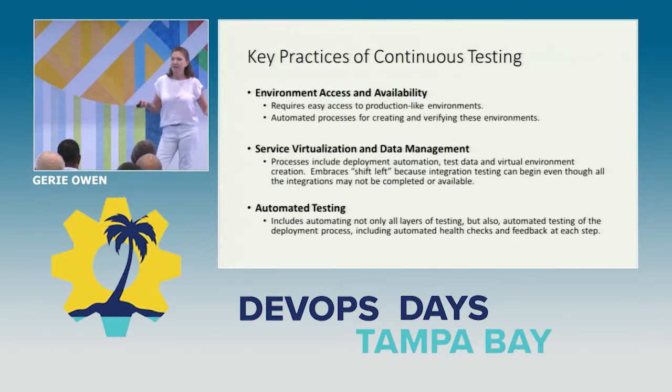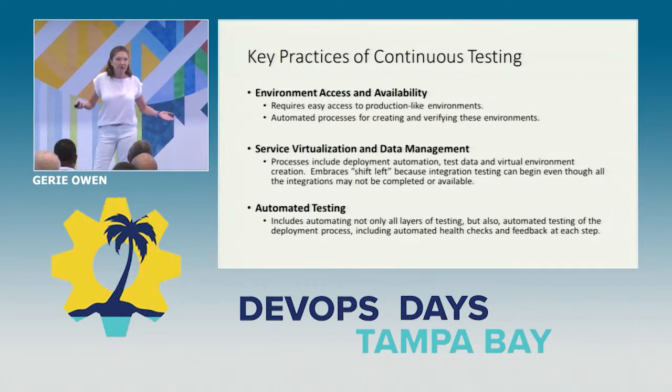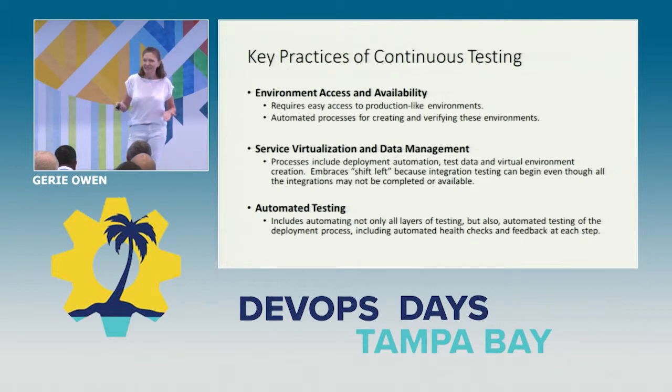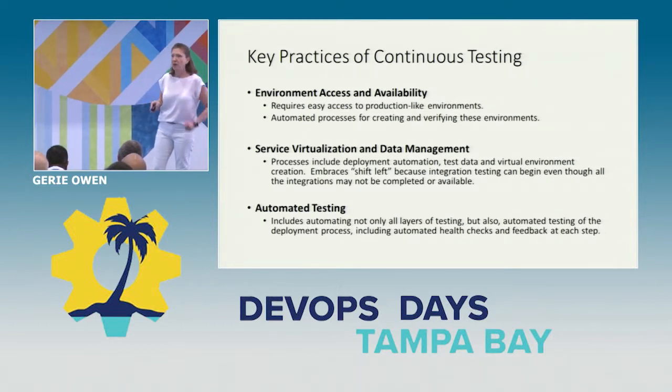The more key practices. You need to have your environment available and accessible. We need to be able to spin up environments that are production-like at any time. We need to use service virtualization. We need to automate the deployment of the test environment. This embraces shift left, because then your integration testing begins even though the integrations aren't completed. Shifting left is critical to get that velocity with quality.